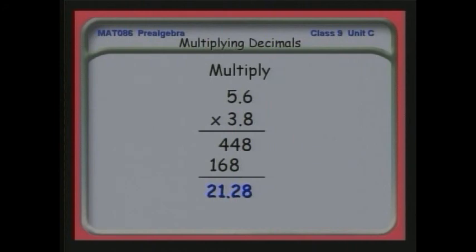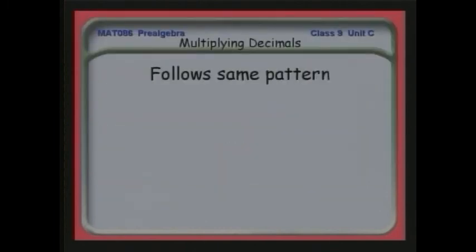By estimating, we can see that's close. 5.6 is close to 6 if I were to round it, and 3.8 is close to 4. 6 times 4 is 24, so that result looks in the right ballpark, and we have that additional assurance that our answer is correct. Let's summarize what we've learned here.